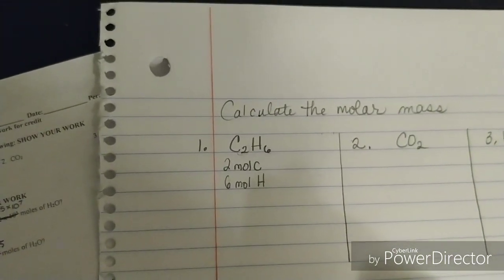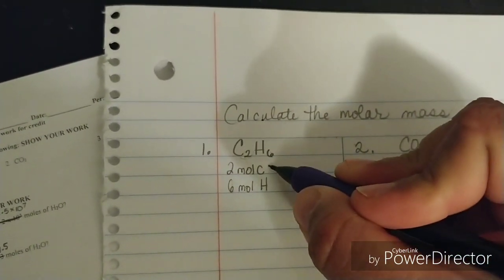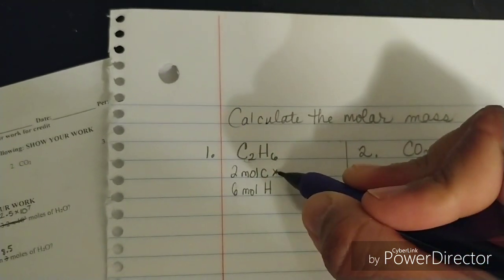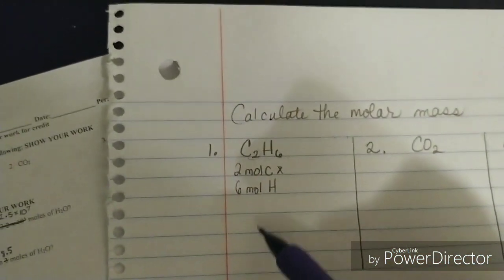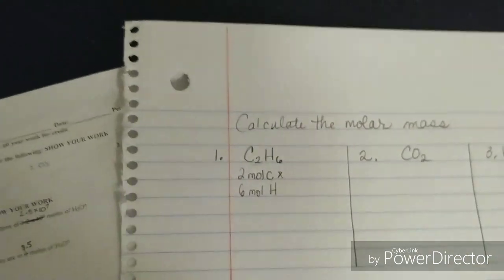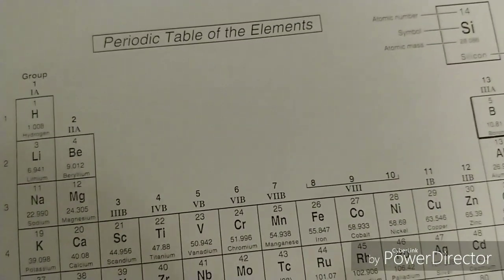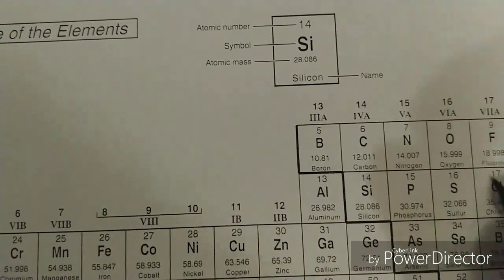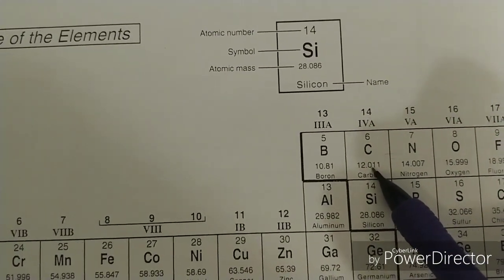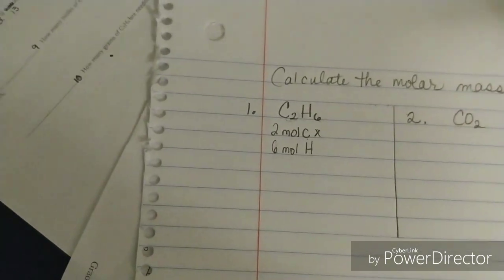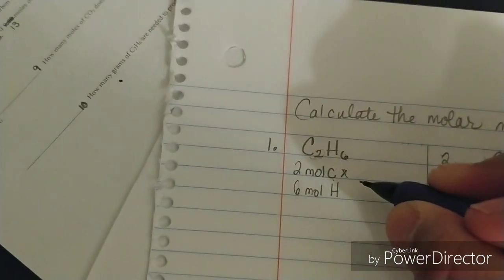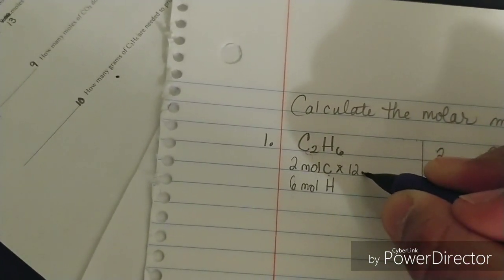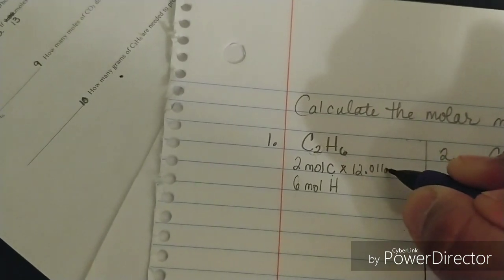Okay, now that you've established how many moles of each element, you're going to go ahead and multiply each one by the mass on the periodic table. So since this is an element carbon, you're going to take the periodic table, look up carbon. There it is, and it's 12.011. So you go back to this, and you're going to multiply that 2 by the mass on the periodic table, which is 12.011 grams.